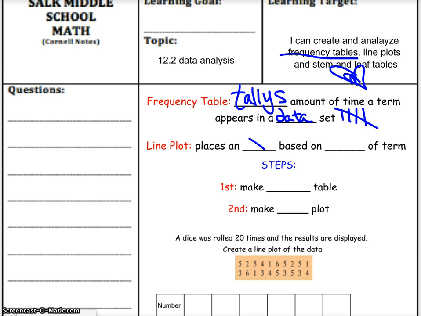A line plot places an X based on the frequency of a term. For example, if a number 1 appeared 5 times, on a line plot on where the number 1 is, I would make 5 X's. I would say 1, 2, 3, 4, 5, like that. That's what I mean by that. So I tally, and then I create a line plot.